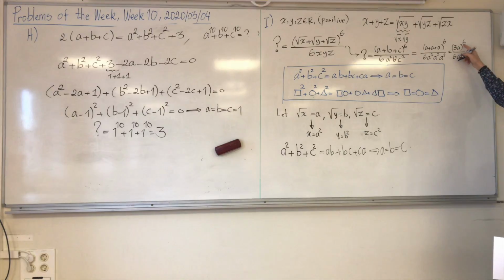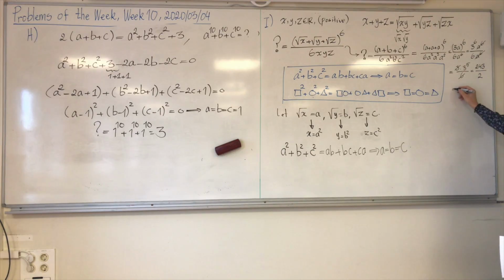This becomes 3 to the power of 6, a to the power of 6, divided by 6a to the power of 6. But then this a to the power of 6 and this one cancel, so I get 3 to the 6 divided by 6. I can write it as 3 times 3 to the 5 divided by 6. This 3 and this 6 simplify, so I get 2 in the denominator. And I remember that 3 to the power of 5 is 243. And if I divide this by 2, it becomes 121.5.